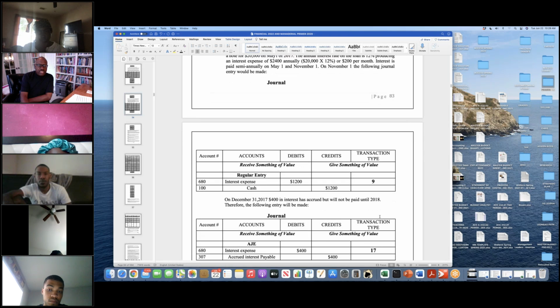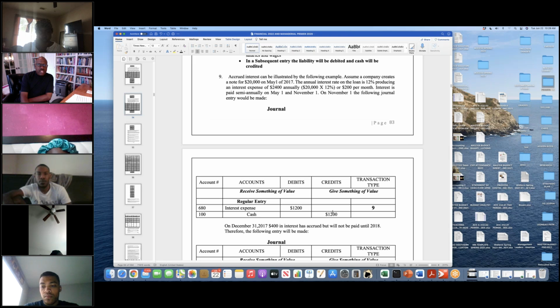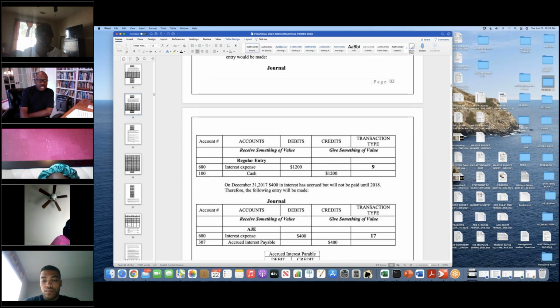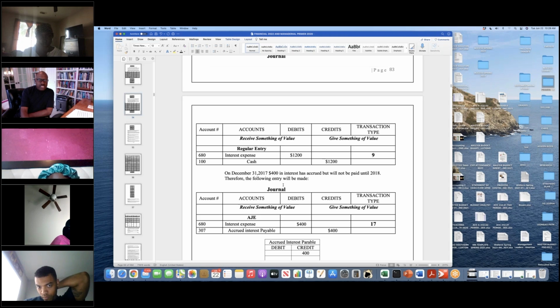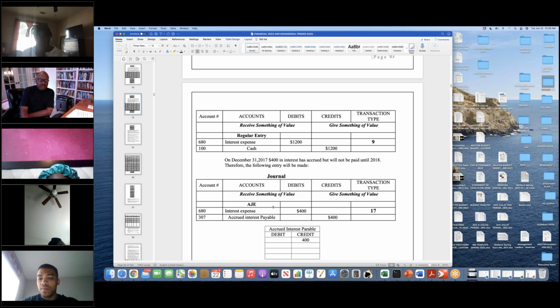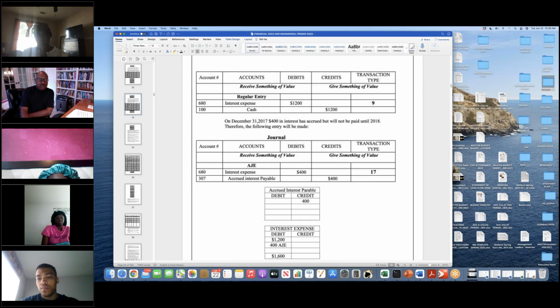When the year end comes on December 31st, there's a month of interest in December. And so the $400 in interest has been accrued, but it's not going to be paid in 2018. But you make the adjusting entry because the interest expense is owed. So this is type 17, debit interest expense and credit accrued interest payable. I hope that number is correct.